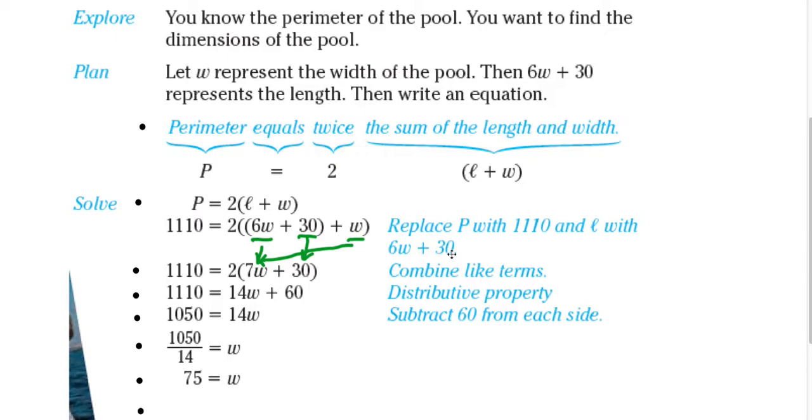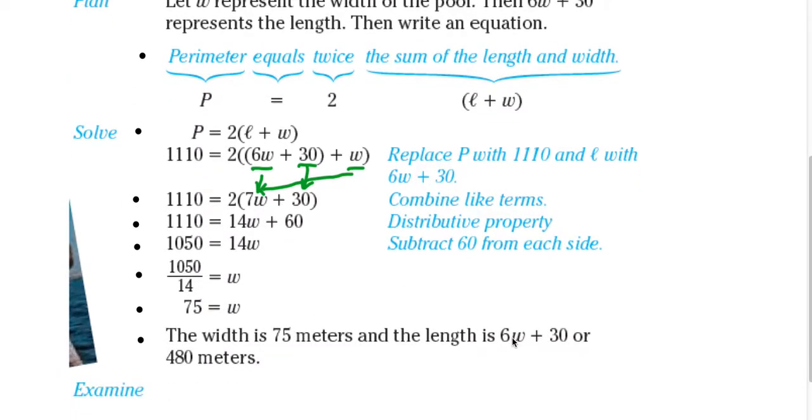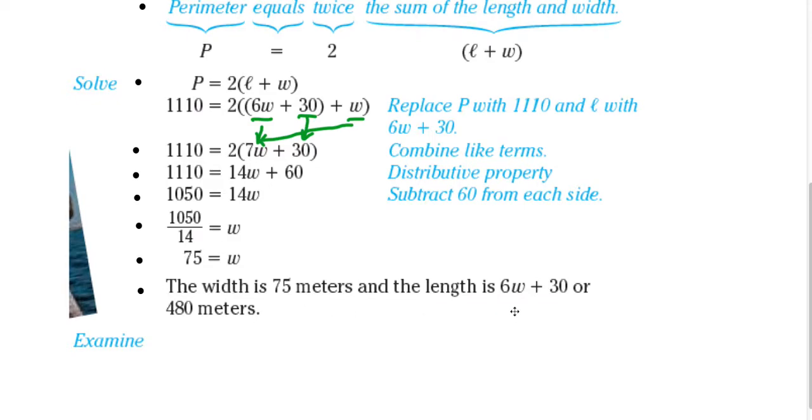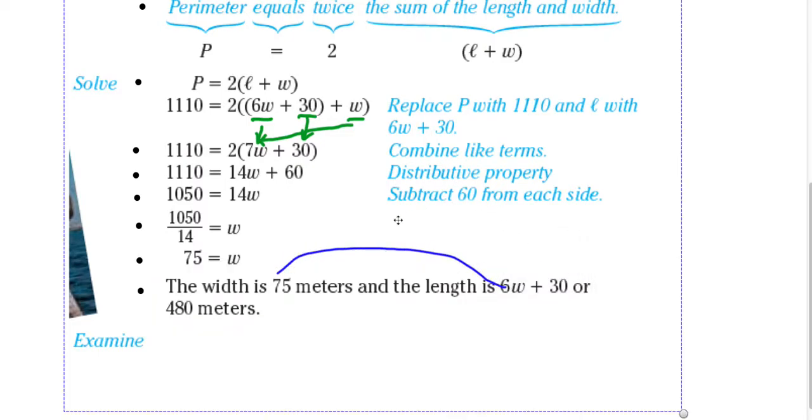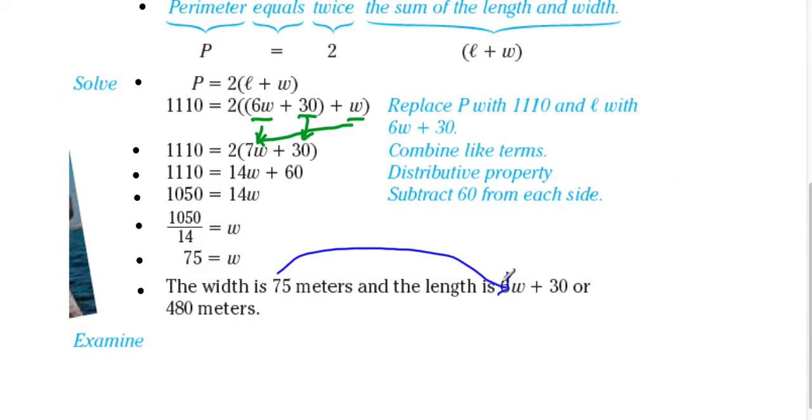But we're not done because it's asking for us to find the dimensions. We only found one dimension, which is the width. We need to find the other dimension, which is the length. So we simply go back to our let statement and substitute 75 to W. Our length is 6W plus 30. So if we substitute 75 to W, that's what we get.